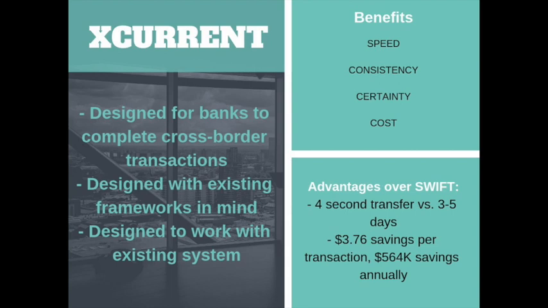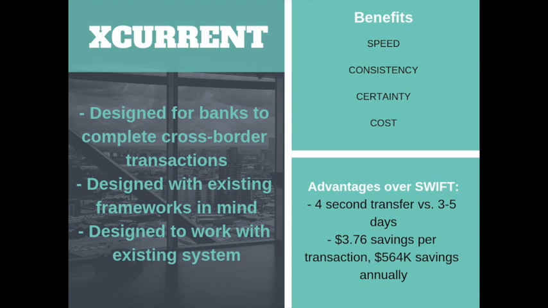xCurrent also has advantages over the current banking transaction system, SWIFT. xCurrent can handle cross-border transactions at about 4 seconds per transaction, which is much faster than the current system, which can only process transactions in 3 to 5 days. Also, xCurrent can create greater savings for cross-border transactions than what SWIFT offers.